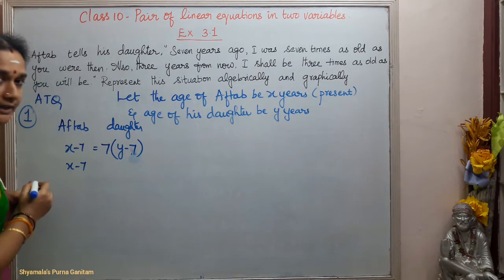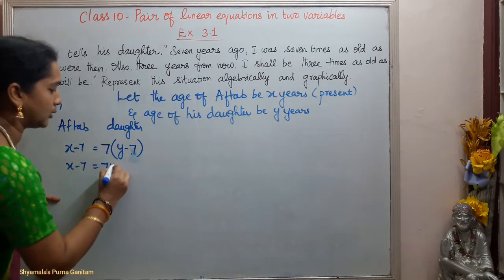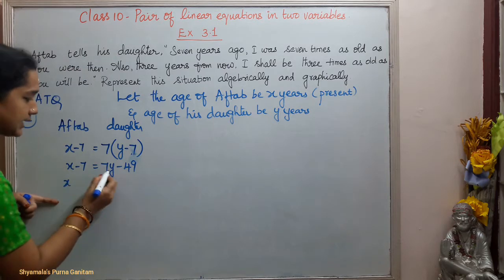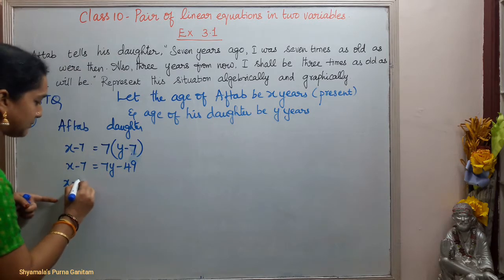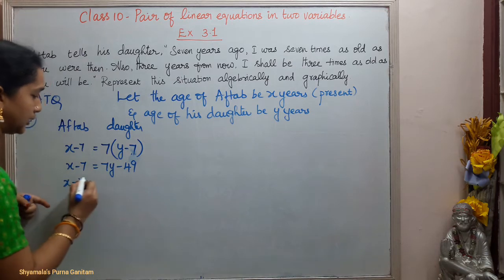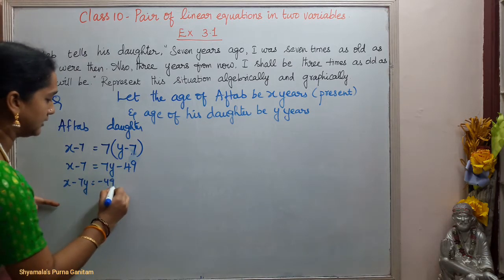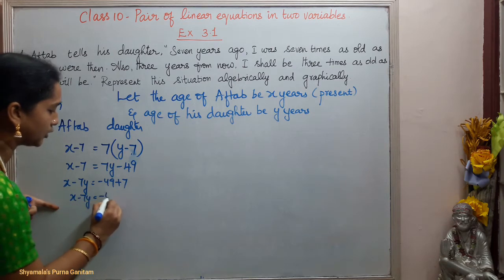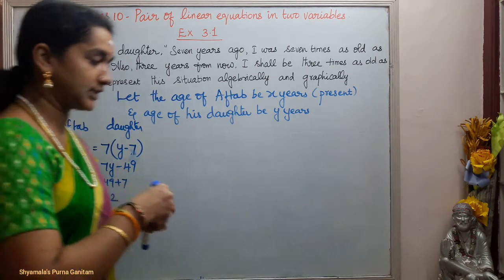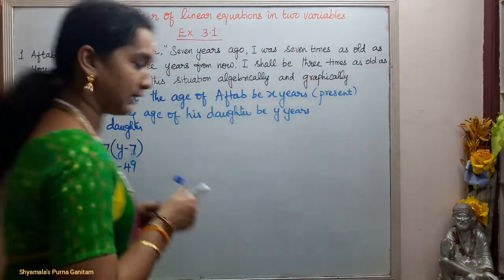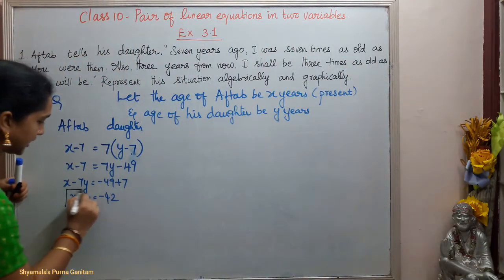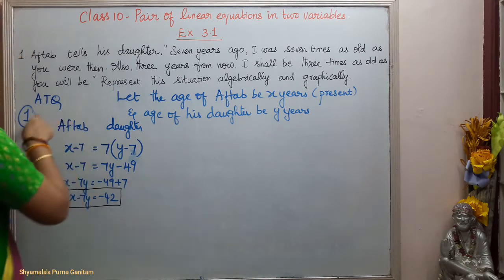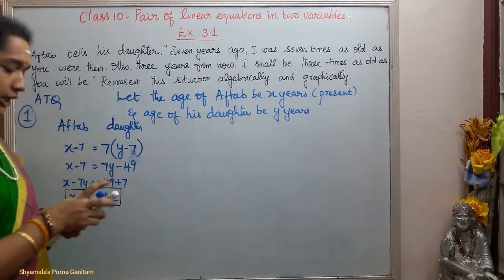So when we simplify this, X minus 7 is equal to 7Y minus 49. When I am simplifying this, X minus 7Y is equal to minus 49 plus 7. So X minus 7Y is equal to minus 42. After simplifying the first condition, I get this equation. So this is the first equation.